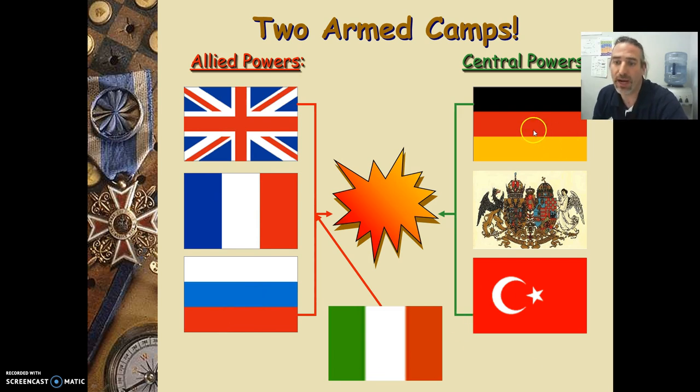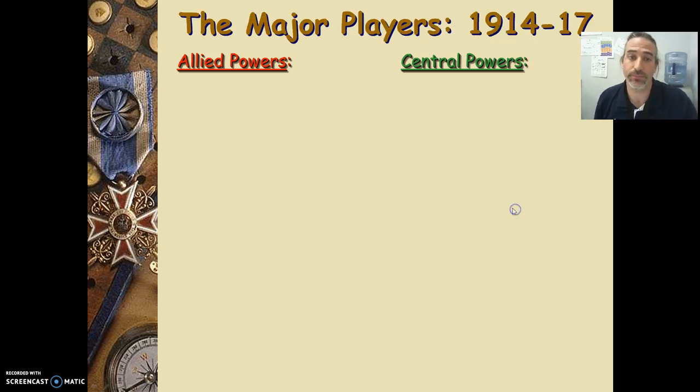And then the Central Powers, they're going to need to fill that hole created by Italy leaving, and the only country left that they can find is the Ottoman Empire. Even though they're not very strong, they're pretty weak, the Ottoman Empire is going to join in and fight along with Austria-Hungary and Germany.